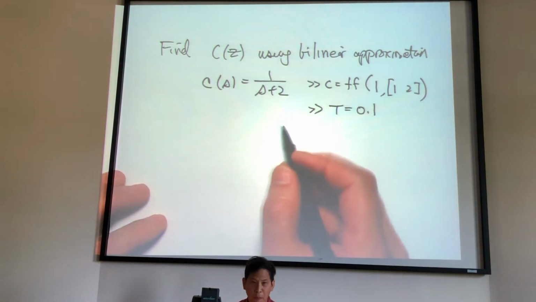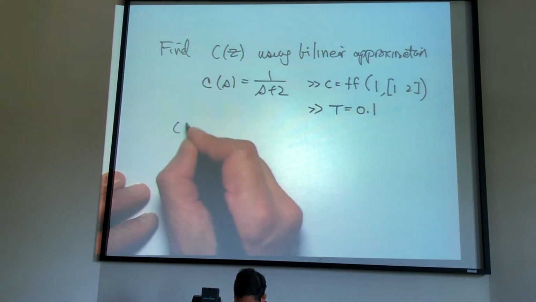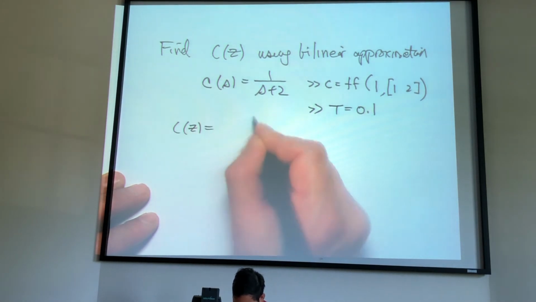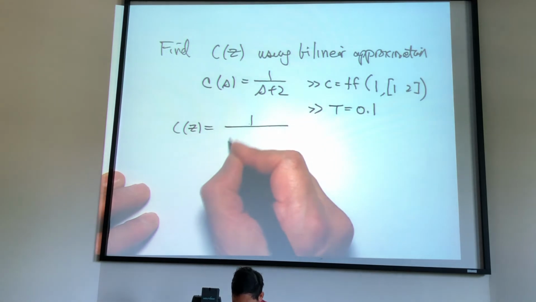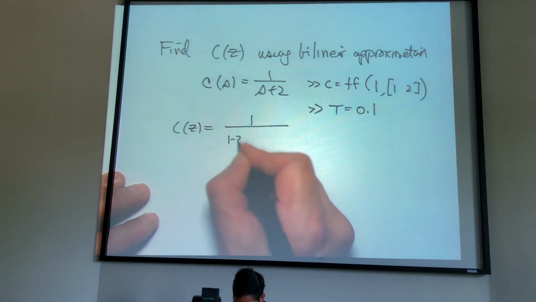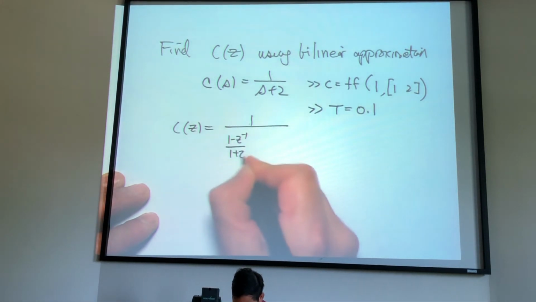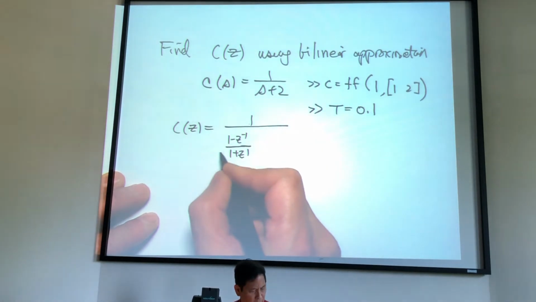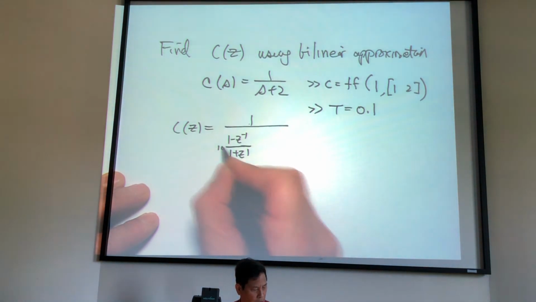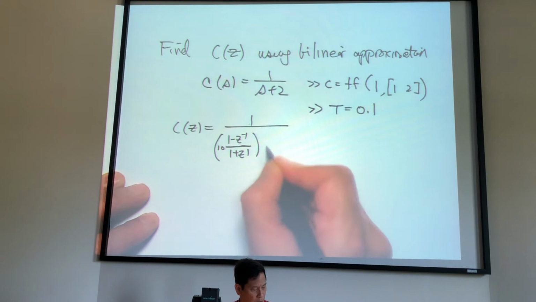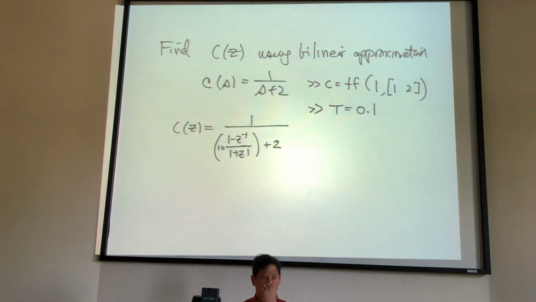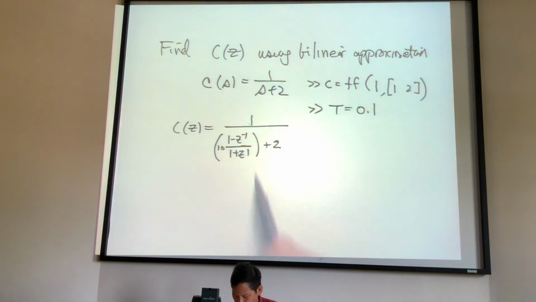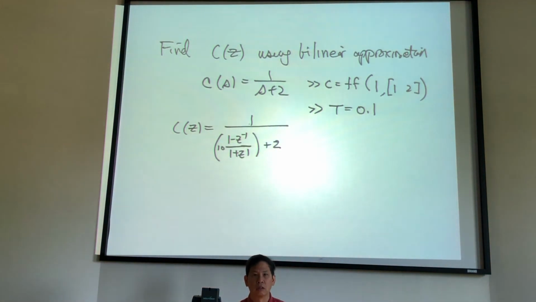Okay, now to do this by hand, you're going to say C of Z is equal to 1 over S. But what is S? S is 1 minus Z to the minus 1 over 1 plus Z to the minus 1, times 1 over T. 1 over T is 10. Okay? I made the substitution. Exact same thing that I did with the Euler approximation. The only difference is I use a better approximation.